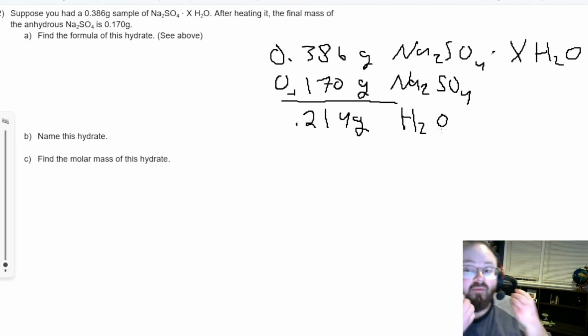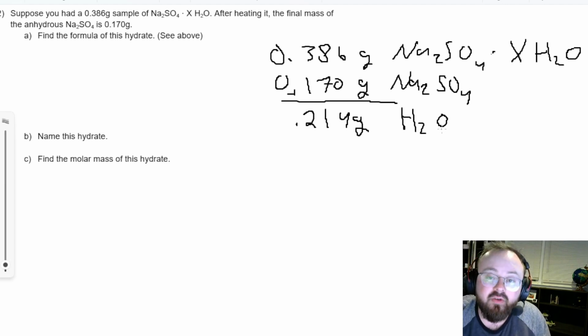But when we have grams of one thing and grams of another thing, it's like comparing apples to oranges, which I've been talking about several times throughout this video, which means that we need to convert it to moles. We have to find out how many waters there are per sodium sulfate. We need to go to moles.